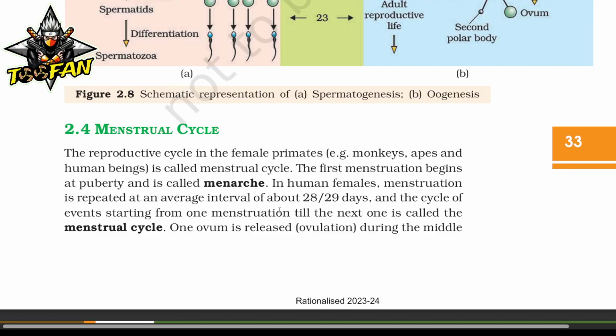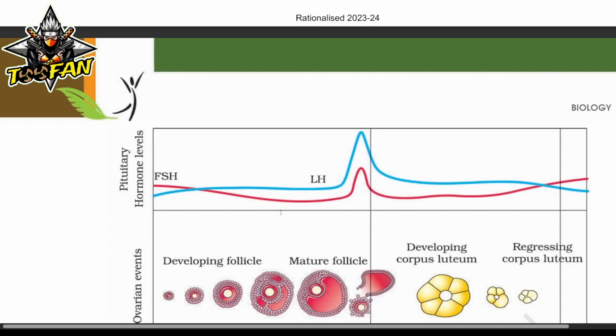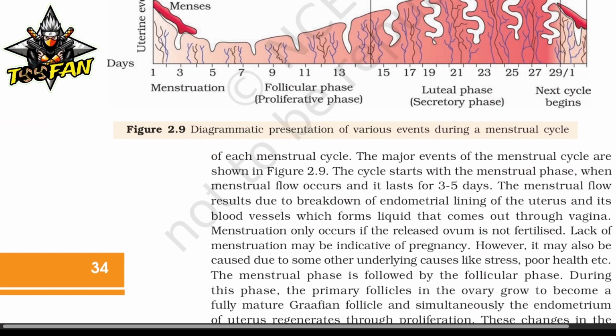The reproductive cycle in female primates like monkeys, apes and human beings is called the menstrual cycle. The first menstruation begins at puberty and is called menarche. In human females, menstruation is repeated at an average interval of 28 to 29 days, and the cycle of events starting from one menstruation to the next one is called the menstrual cycle. One ovum is released, ovulation, during the middle of each menstrual cycle. The major events of the menstrual cycle are shown in figure 2.9.